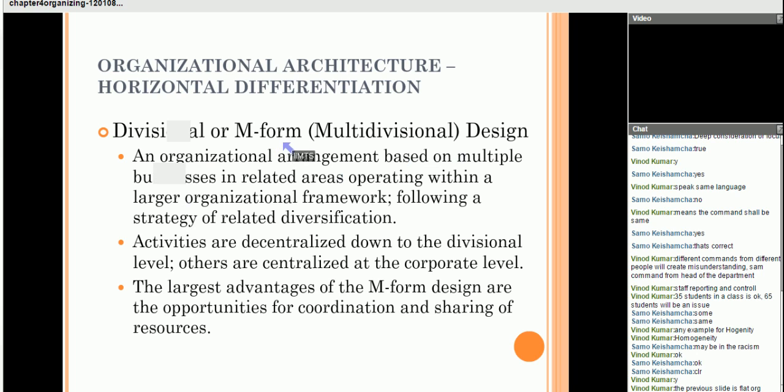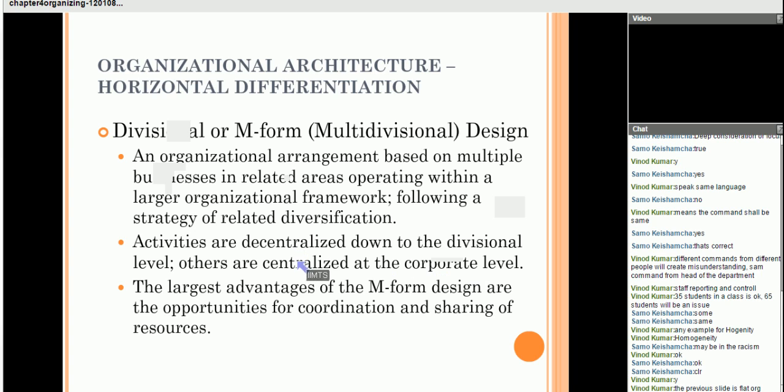So now this is organizational structure, divisional or M-form. In this, an organizational arrangement is based on multiple businesses in related areas operating within a larger organizational framework following a strategy of related diversification. Some activities are decentralized down to the divisional level. Others are centralized at the corporate level.